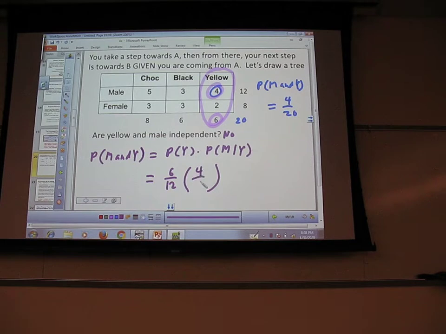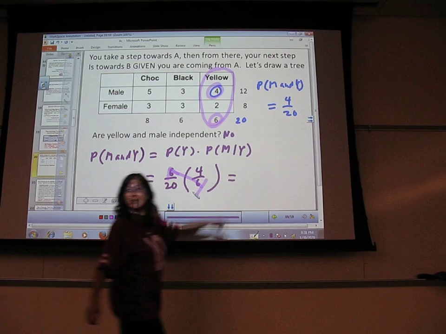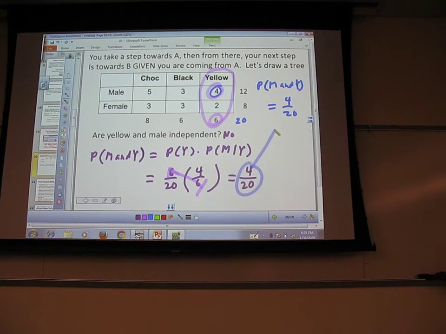4 out of 6. And look how nicely that 6 over 6 is just another form of 1. They go away. And I'm left with, oh, sorry. I misread it. This is 6 out of 20. My bad. Did I totally screw people up with that? Sorry. Probability that he's yellow is 6 out of 20. So the probability that they're male and yellow is 4 out of 20. And, not surprisingly, that matches up with what we know should be the case. Everybody good? Until I totally screwed that part up?